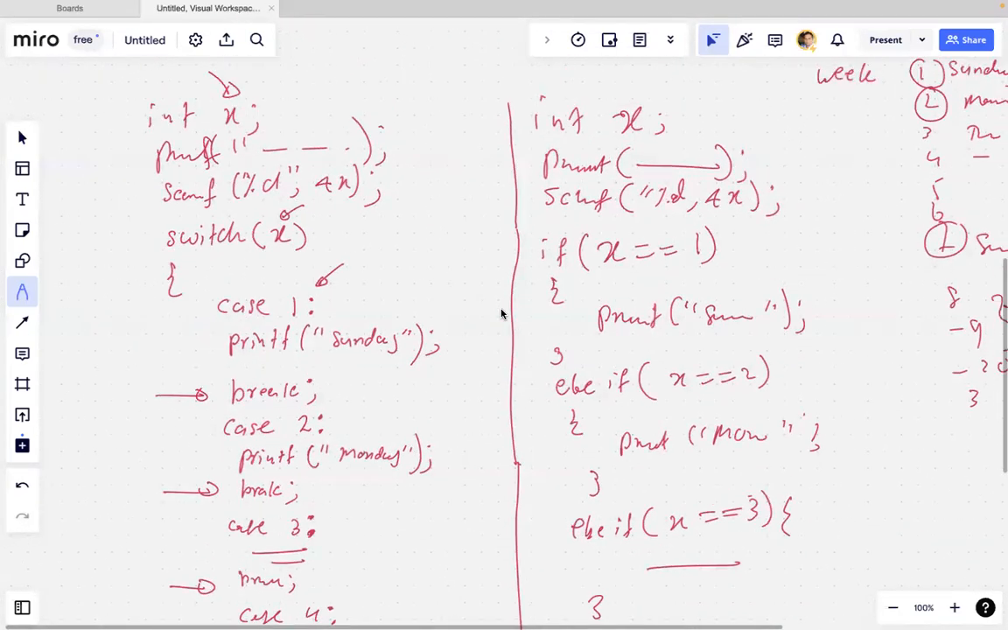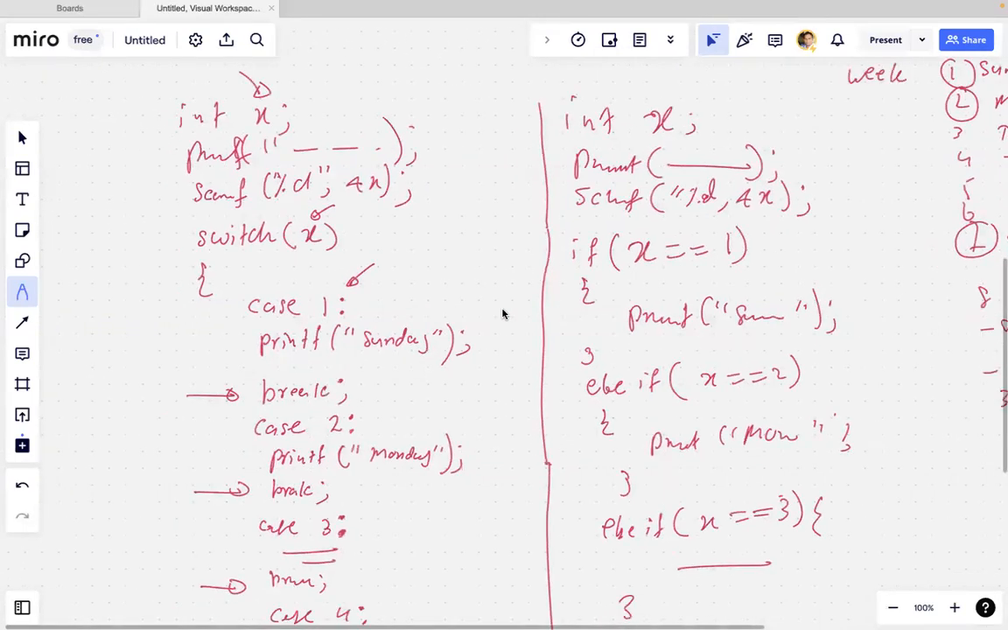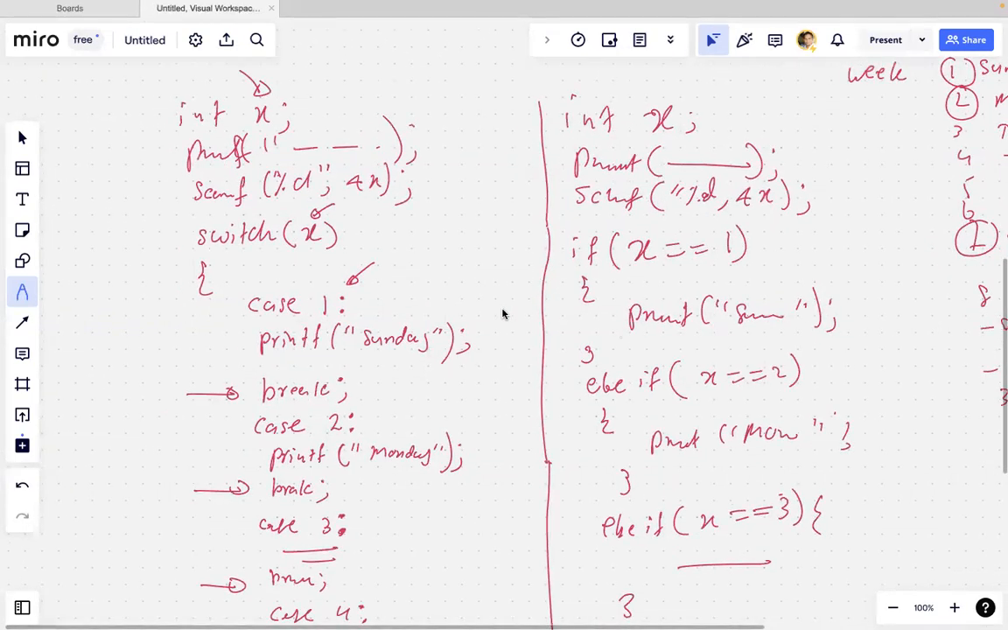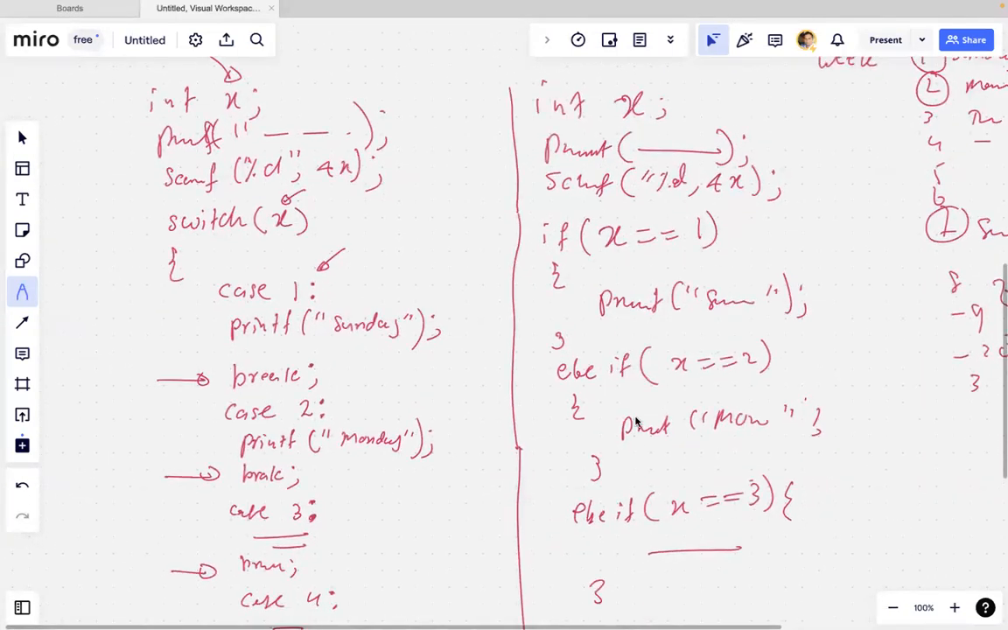Now I told you there are limitations. What is the limitation? The first limitation is in the if-else ladder, you can check any of the numbers, whether it is equal, greater than, less than, or any other way you like. But in the if-else or switch case statement, you have to always rely on the equal cases. That means switch does not allow less than, greater than, or any other things. Switch case always allows the equal cases.